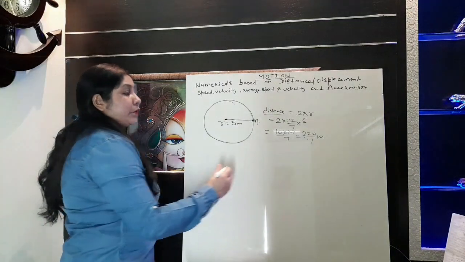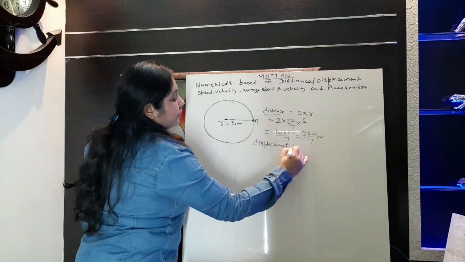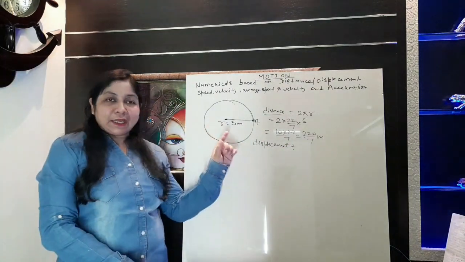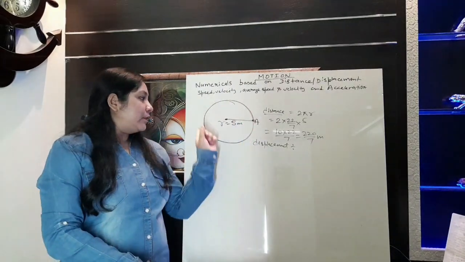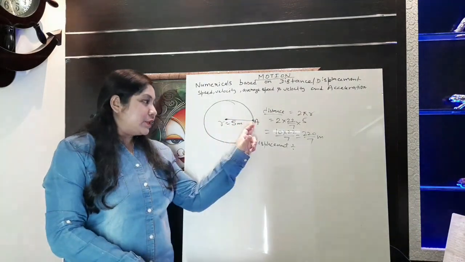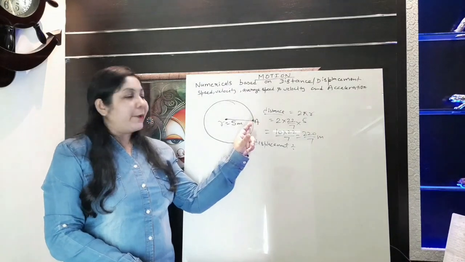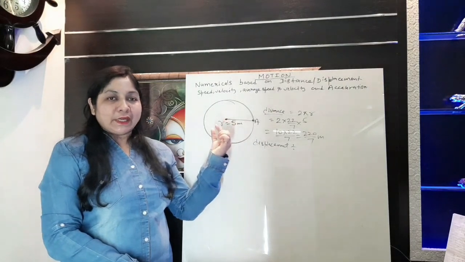Now what about displacement? For the displacement covered by the object, we have to check: A is the initial point. This object completes this particular round and again reaches point A only. So this is your initial point, this is your final point. So you can say there is no net displacement, because the initial and final points are the same here.